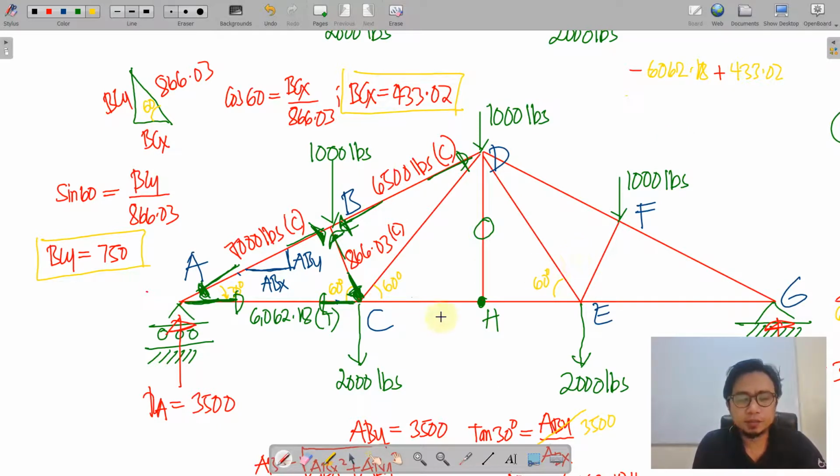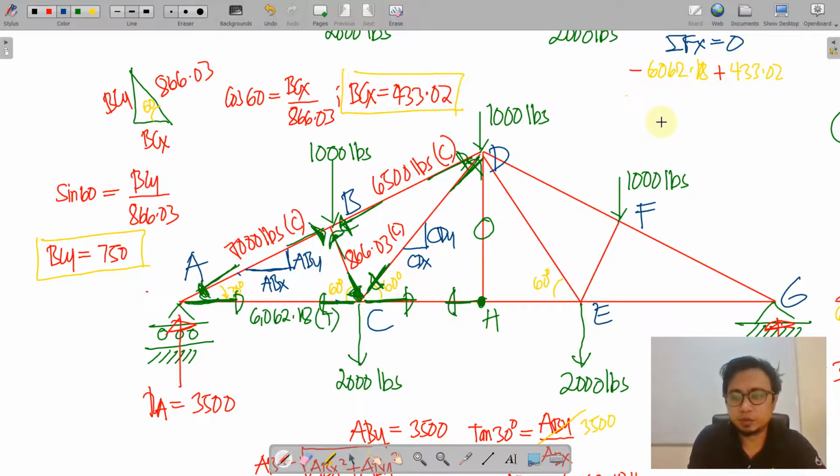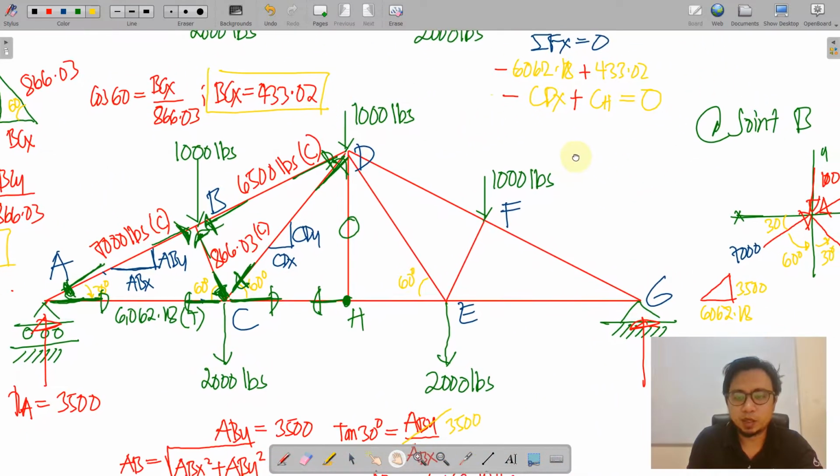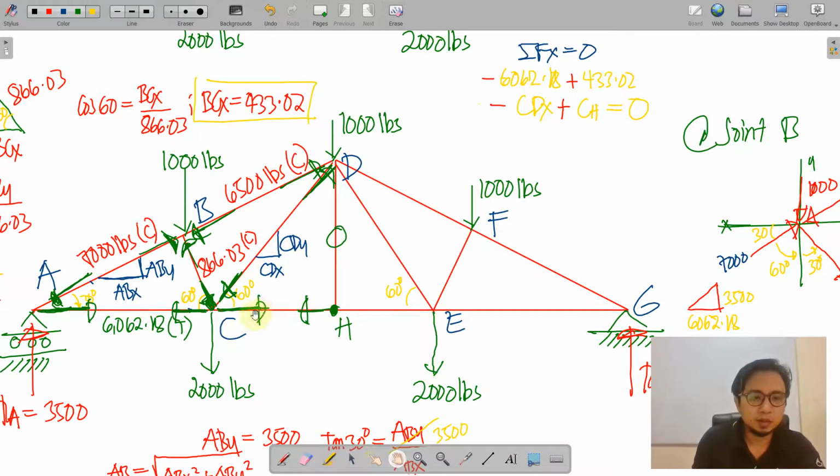Before we proceed, CH and CD should have an assumed direction. So we assume that CH is tensile and CD is compressive. We again draw the slope for CD so that we have CDX and CDY. Going back to the equation of summation of forces X equals 0, we have negative CDX plus CH, all equal to 0. Here we cannot continue yet because there are two unknowns. Looking at the vertical, there is only a single unknown, the Y component of CD.